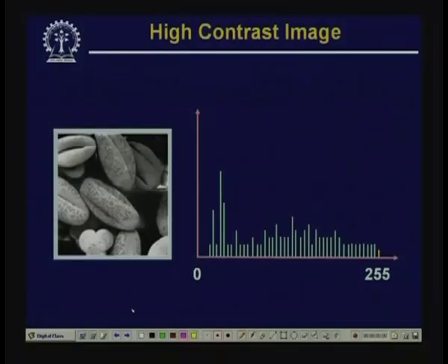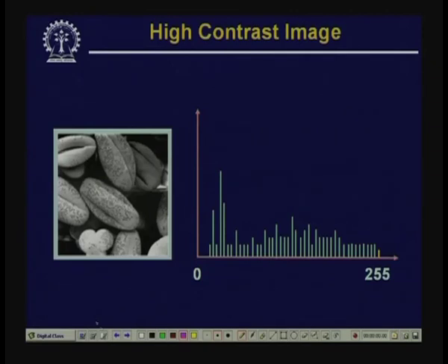Now that we have seen what a histogram is and what it tells us, let us see how these histograms can be processed to enhance images. The first one that we will talk about is the image equalization or histogram equalization operation.